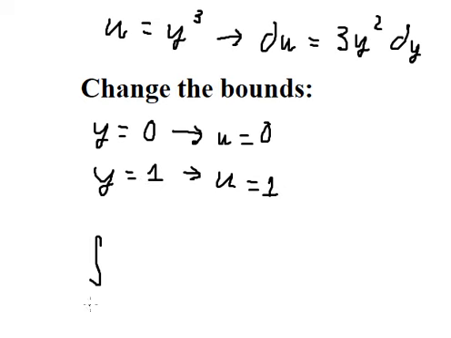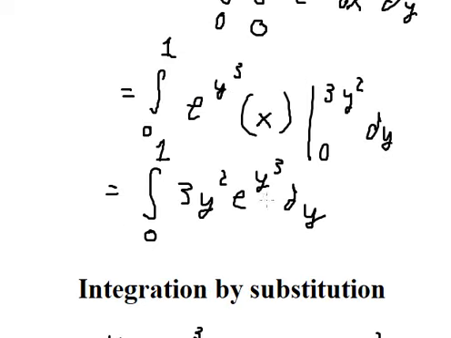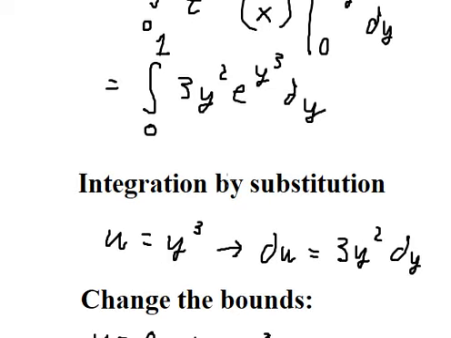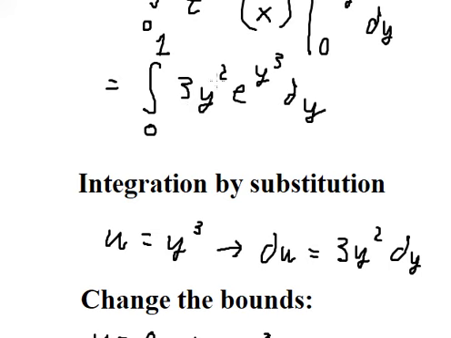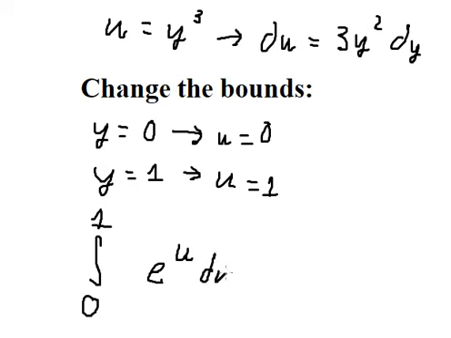So the bounds, we don't change anything. Y to the power of 3, we change by u. 3y squared dy, we change by du. And now we have the final answer.